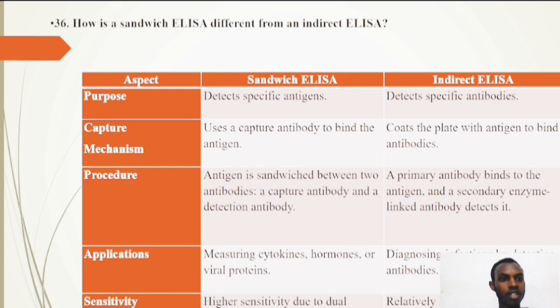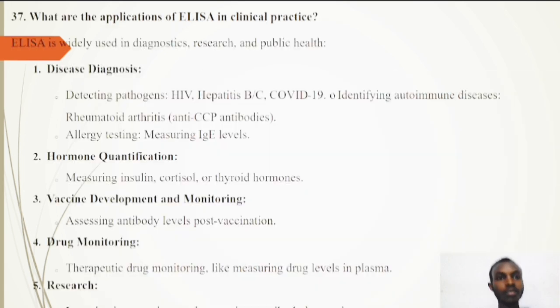For the sensitivity, this is the time it will take for the antibodies or the antigens to be sensitive or to be activated. There is high sensitivity due to dual recognition for the sandwich ELISA. And for the indirect ELISA, it is relatively less sensitive for the detection of the antibodies.